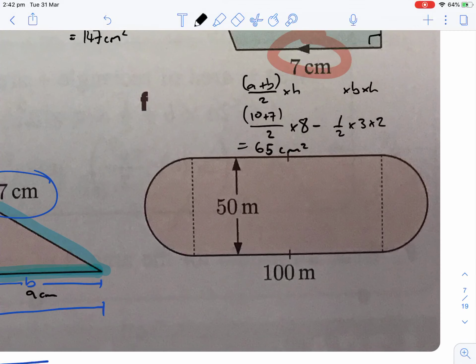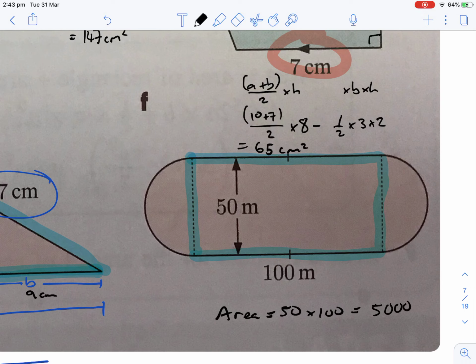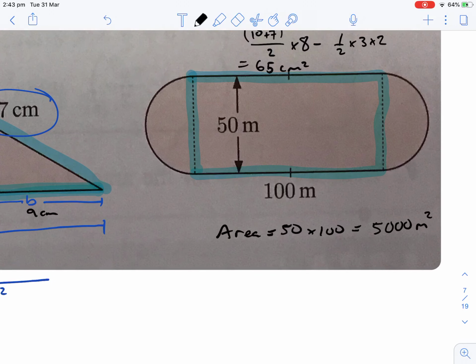The next shape is basically just a rectangle and a full circle made up. So we've got the two half circles, but together they'll make a full one. So I've got a rectangle here. My area for that one would just be equal to my 50 times my 100. So 5 times 1 is 5, and then I've ignored the 3 zeros. If I put them back on, that gives me an area of 5,000 metres squared for the rectangle. And then for the circle I would have an area of pi r squared.